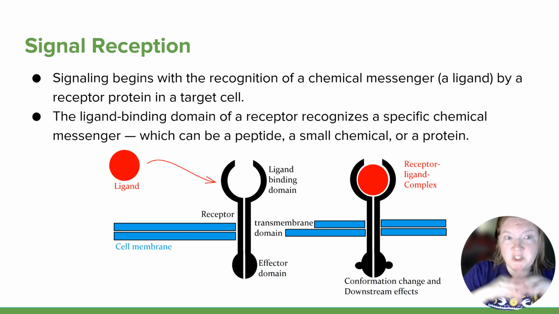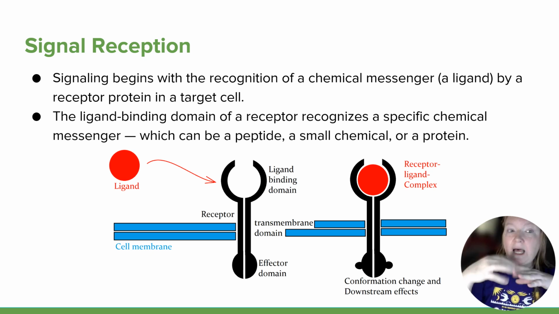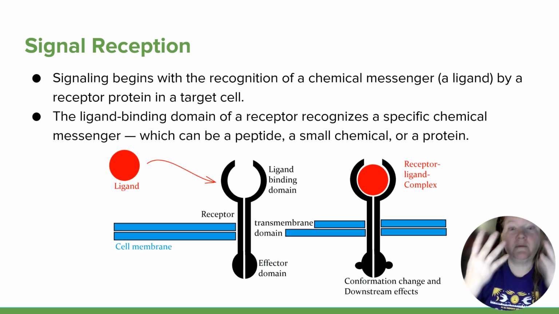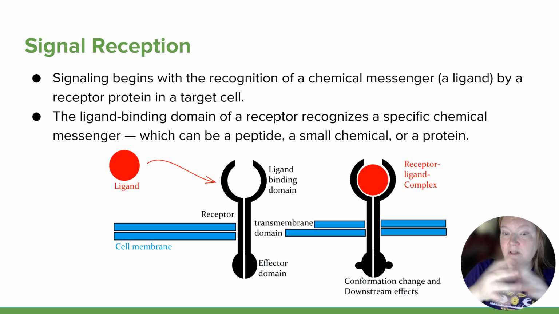Okay, signaling begins with the recognition of that chemical message, the ligand, by a receptor on the target cell. So the ligand binding domain, meaning the part of the receptor that actually is able to bind with the ligand, recognizes that specific chemical messenger. Now that chemical messenger could be many different types of molecules. It may be another protein. It may be a small chemical. It could be a peptide. It could be a variety of things. Okay, but it's something that's going to match that protein exactly.